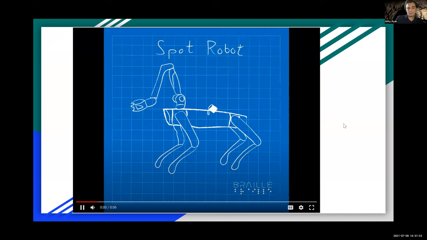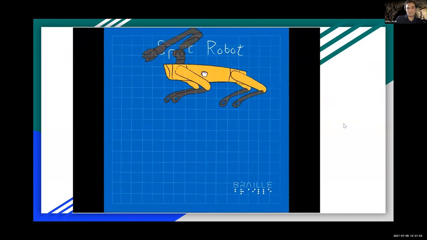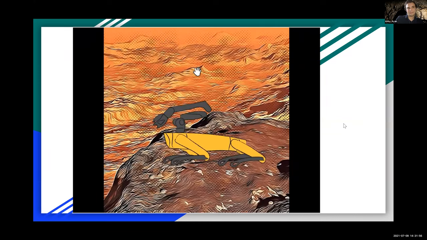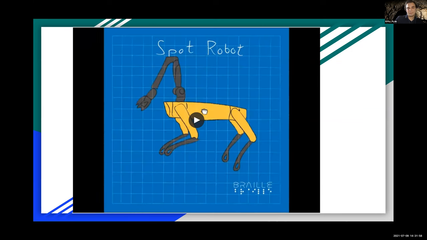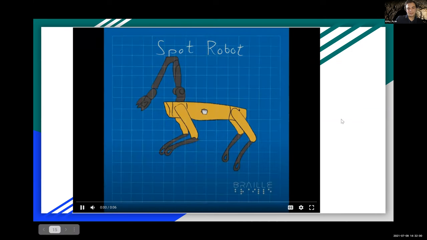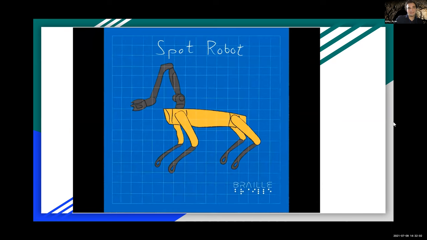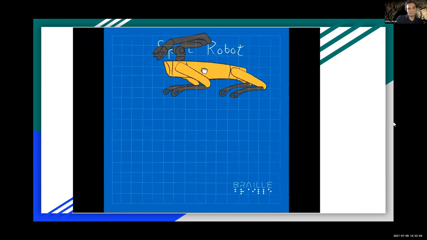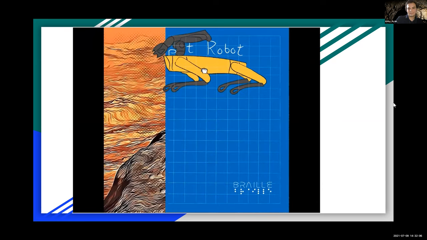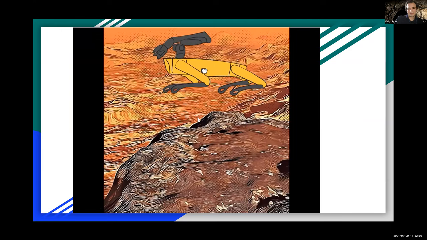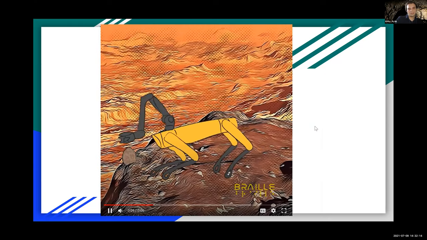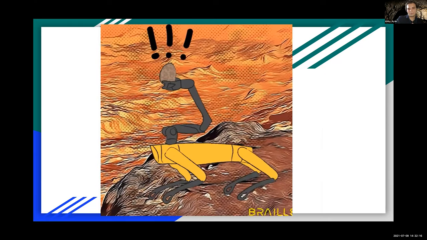So this is a quick animation I made, but we take these Spot robots and we're going to try to plop them onto Mars. And the goal of that is once we have them on Mars and they're up and running there, then they can be looking for life there. And with any luck, they'll get really excited and they'll find microbes.